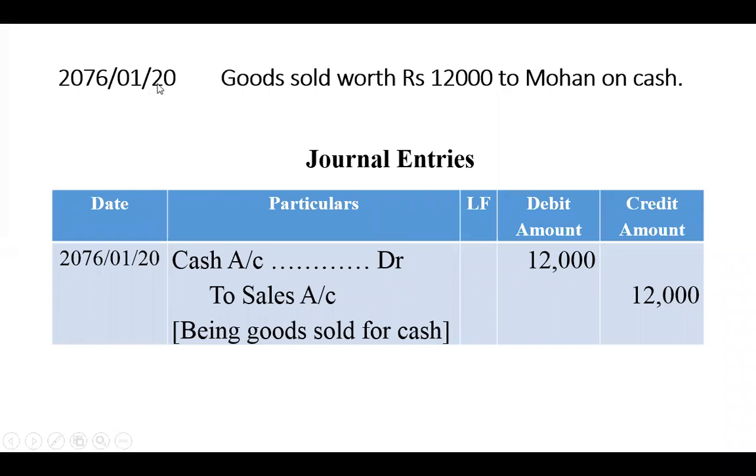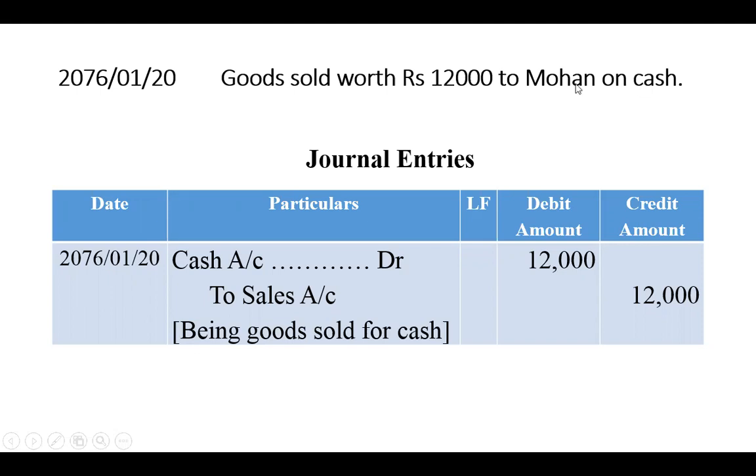So 2076 01 20. Okay, so in this case, what will happen? Here, goods worth rupees 12,000 were sold to Mohan on cash. Now the transaction is done on cash. If that was sold to Mohan on credit, then we should write the name of the person. But here it is sold on cash, isn't it? So will sales be in the debit side or credit side? Obviously it will be in the credit side, so sales account will be in the credit side. Now what will be in the debit side? Was it sold on credit or on cash? It was sold on cash.